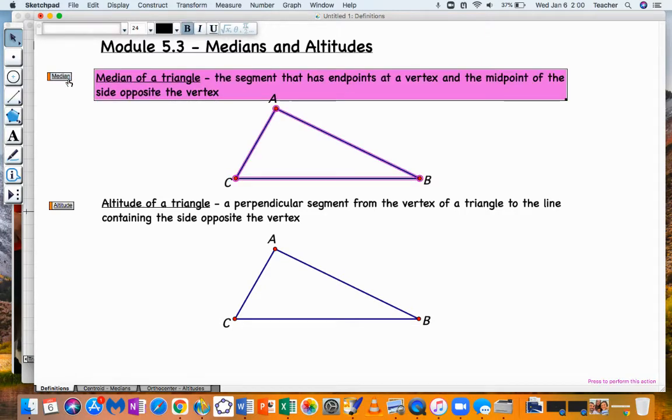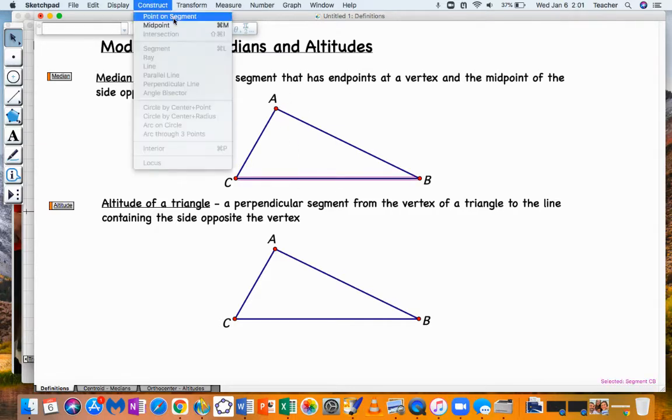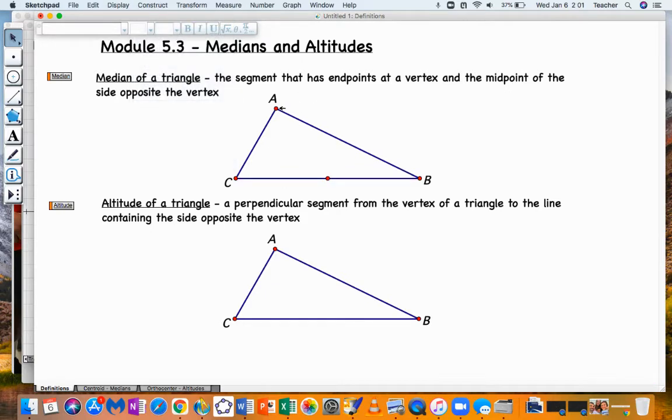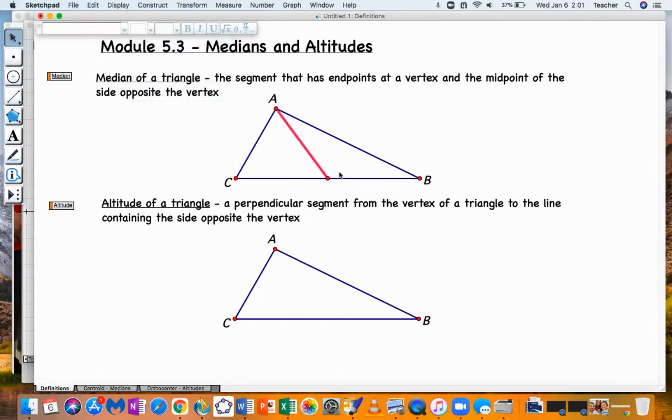We need to define them. A median is a segment that has endpoints at a vertex and the midpoint of the side opposite the vertex. So we have vertices A, B, and C. The side opposite vertex A would be side BC. We're going to find the midpoint of that, and when you connect those, that segment from the vertex to the midpoint of the opposite segment is the median. That's what they call the median.